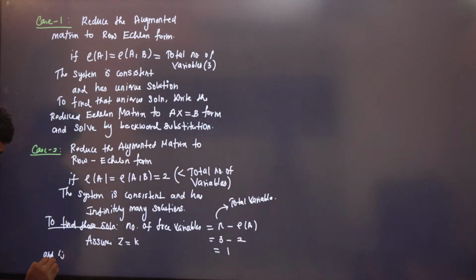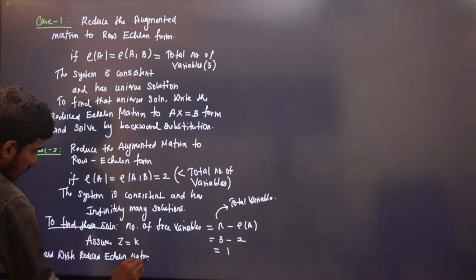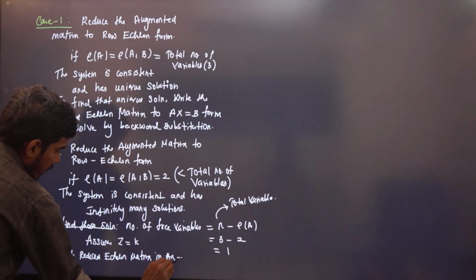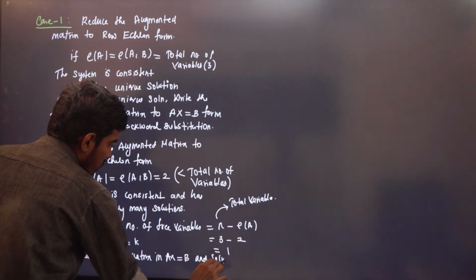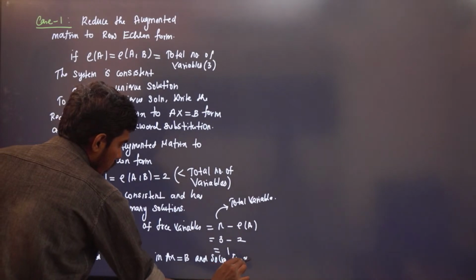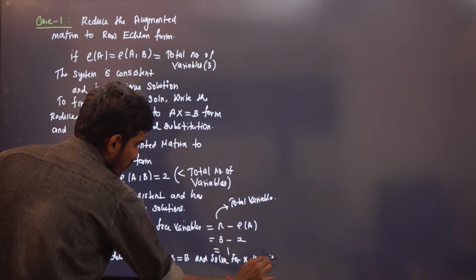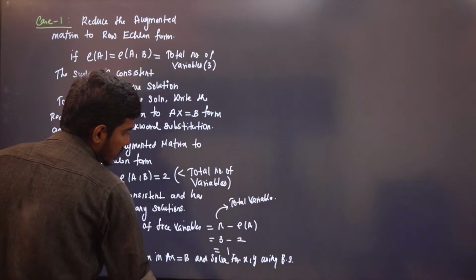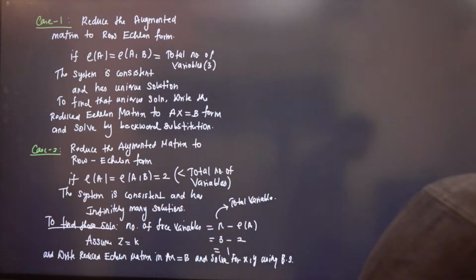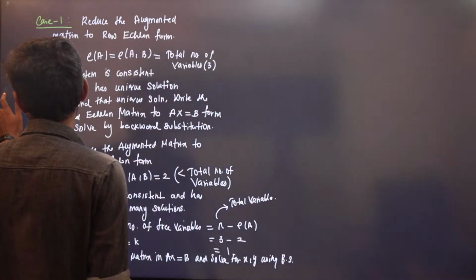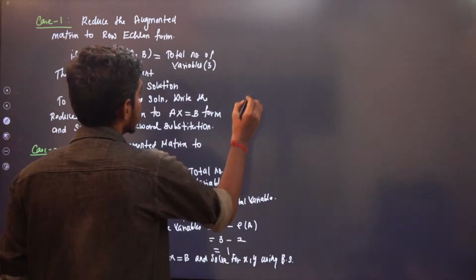Assume z is equal to k and write the reduced echelon matrix in Ax equal to B form and solve for x and y using backward substitution. I'll write BS for backward substitution, right? Yes. Now we'll move on to case 3.